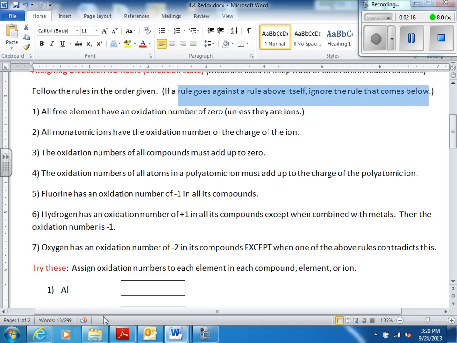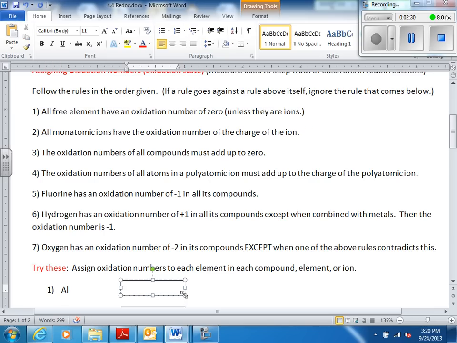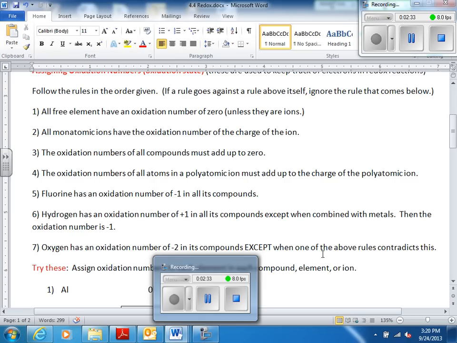So we have aluminum, Al. Rule 1: all free elements have an oxidation number of 0 unless they are ions. Well, there's no charge showing here, so that's a free element. Therefore, it has an oxidation number of 0.